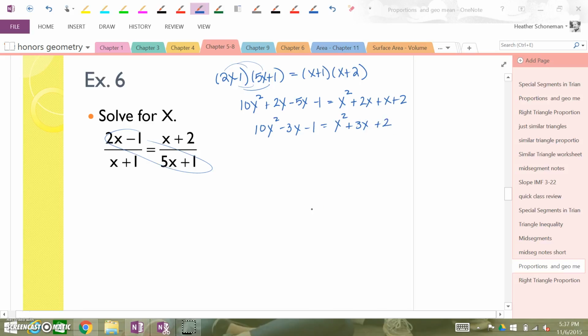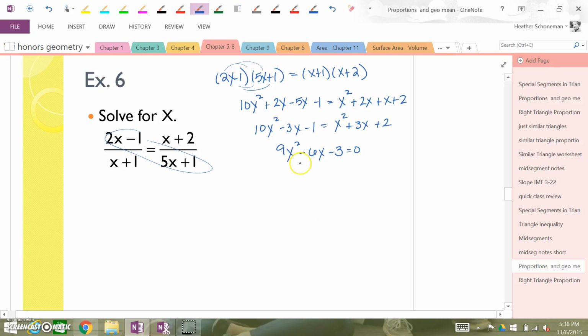Okay, because it's x squared, it's quadratic, so we have to set it equal to 0. We need to keep the x squared positive, so we're going to move everything to the left. So that's going to leave us with 9x² - 6x - 3 = 0.